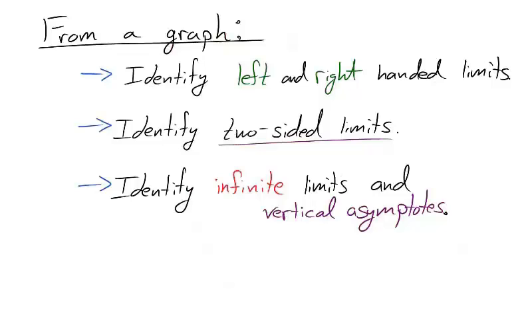To summarize this introduction, given the graph of a function, you should be able to identify left and right-hand limits, identify two-sided limits, and identify infinite limits and vertical asymptotes. You've seen the basics. Now work towards mastery through practice and study.